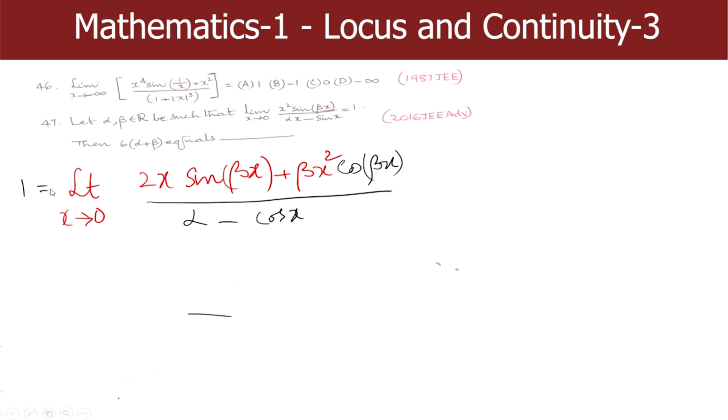You see, the numerator has a limit 0 as x tends to 0. If the denominator has a limit other than 0, then the limit is 0. Because the limit exists and is equal to 1, the denominator also must have a limit 0. That means because cos x tends to 1 as x tends to 0, alpha must be 1.